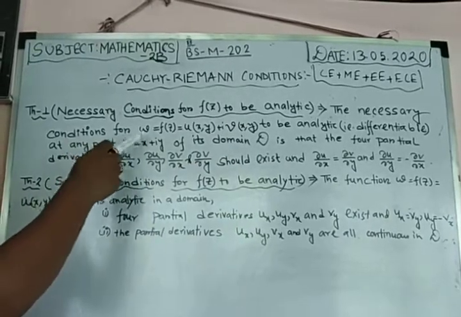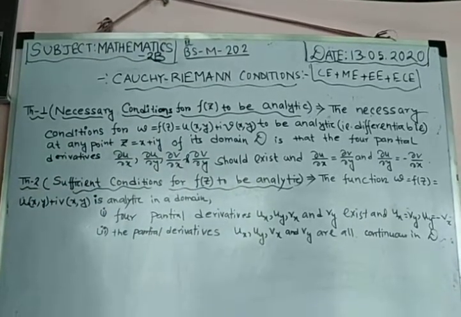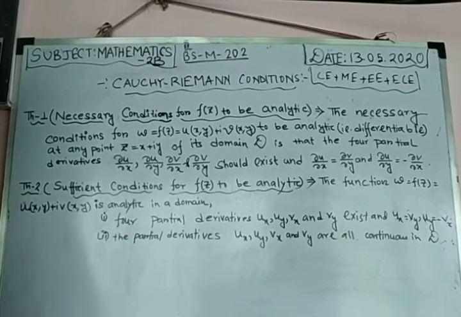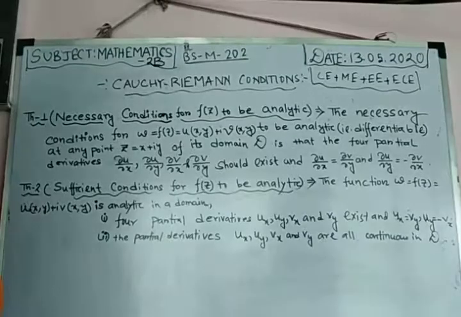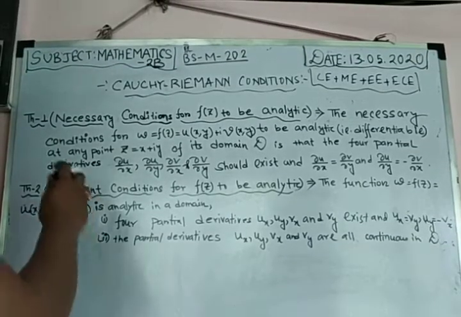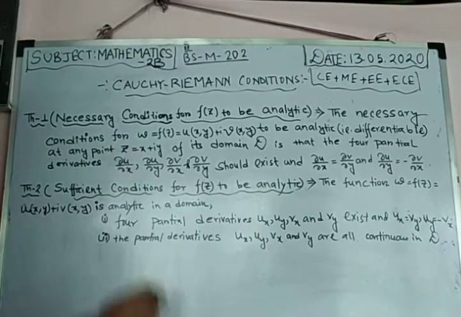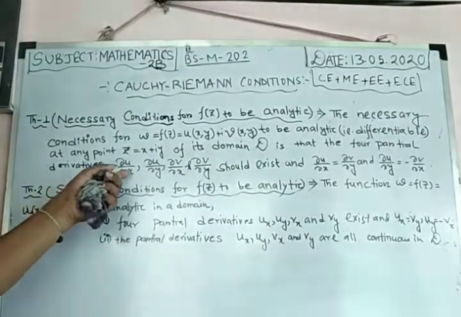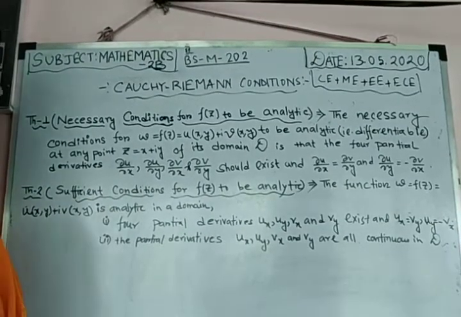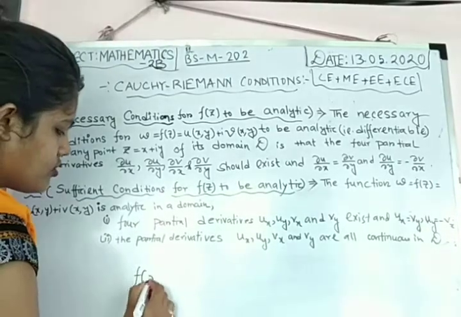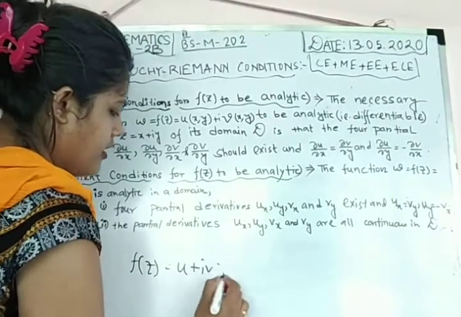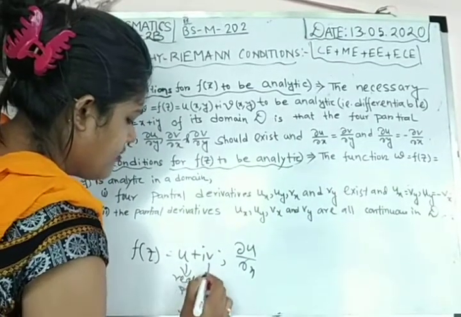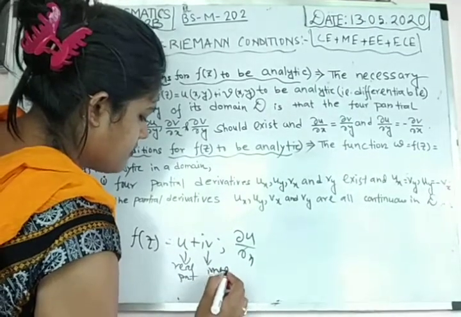The necessary condition for w equals f(z), a complex function f(z) equals u plus iv, to be analytic, that is, for the derivative to exist. All of you know that if the derivative exists, then the function is called an analytic function. At any point z equals x plus iy in its domain D, the four partial derivatives del u del x, del u del y, del v del x and del v del y exist. Because our f(z) equals u plus iv, u is our real part and v is our imaginary part.